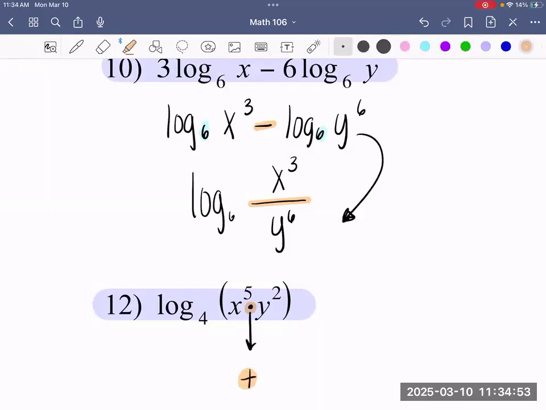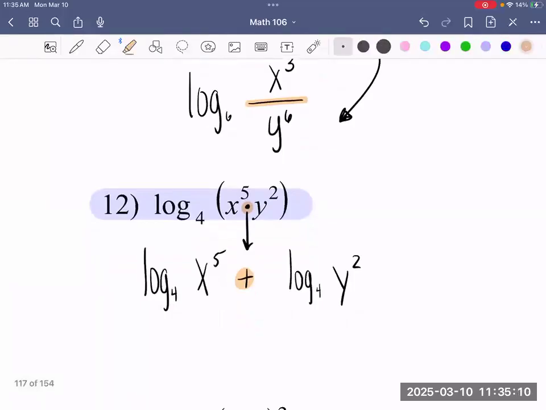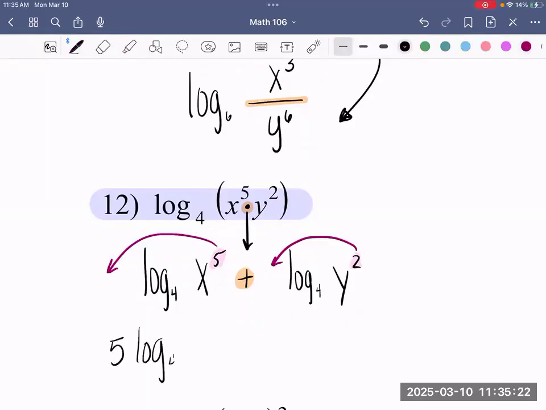And we're just adding multiple logarithms. So we have log base 4, log base 4. And we get to write these two that are being multiplied now added together. And the last thing we might need to do is your exponents. So those exponents get to come right down in front. So this should be 5 log base 4 of x plus 2 log base 4 of y.